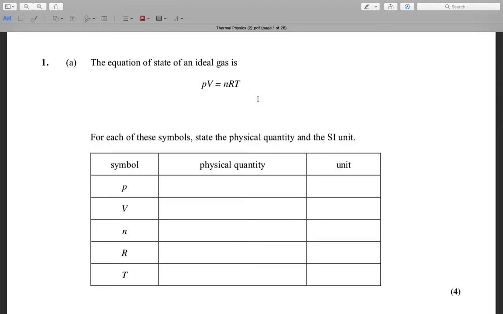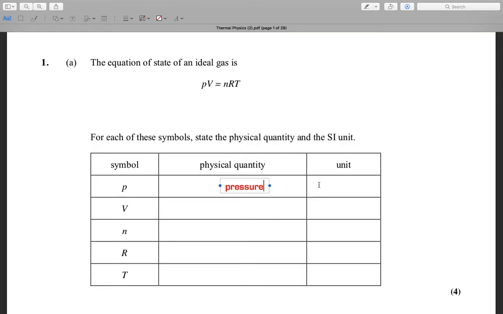Number one. The equation of state of an ideal gas is PV equals nRT. For each, state the physical quantity and the SI unit. The symbols are P, V, n, R, and T. P is pressure.